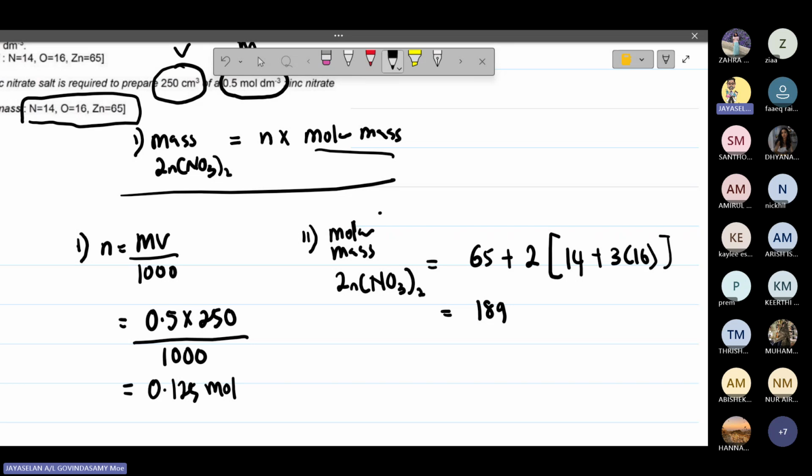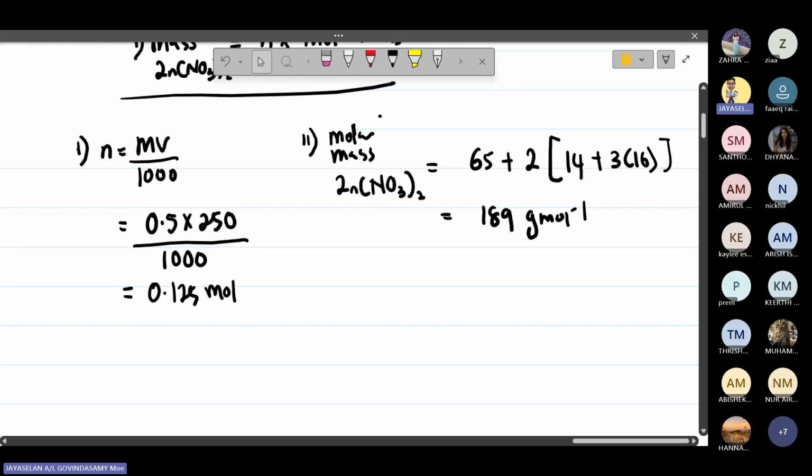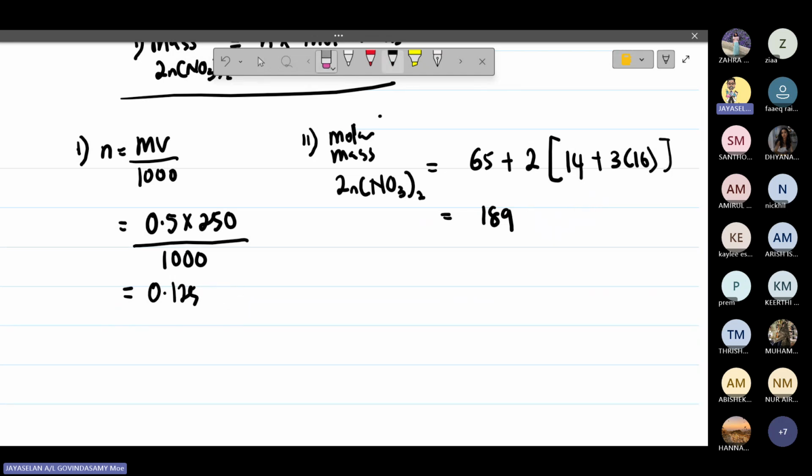Now try to calculate. Anyone? 189. Okay, so you will get 189 gram per mole, the molar mass. It's the formula for molar mass. Okay, you didn't put the unit. It's fine if you don't put the unit. For a subjective question, the first solution, second solution, no need to put unit.